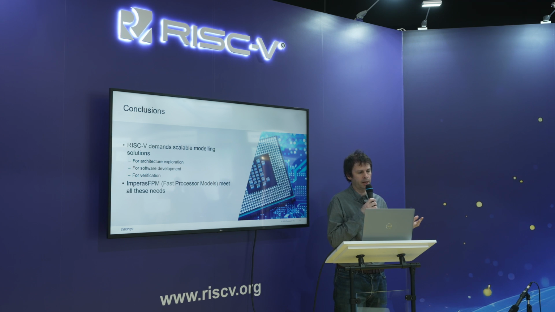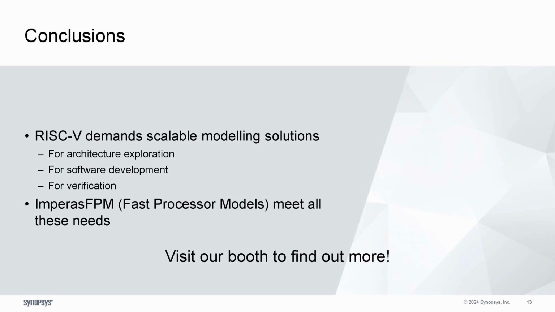So to recap, RISC-V needs these scalable modeling solutions to be successful, whether it's architecture exploration, software development, and CPU verification, and the Imperas fast processor models meet all of these needs.